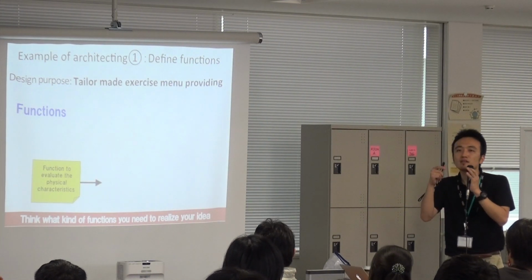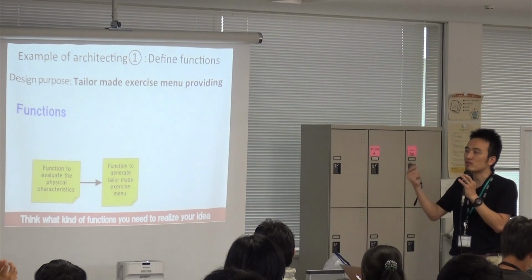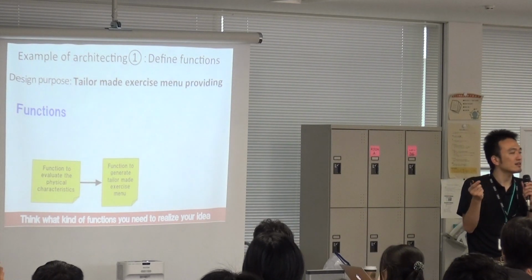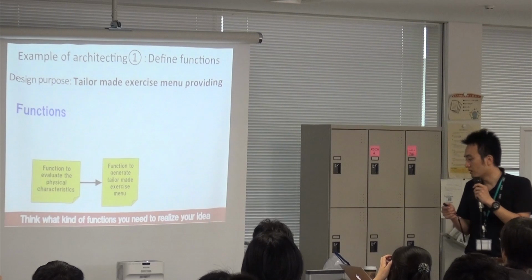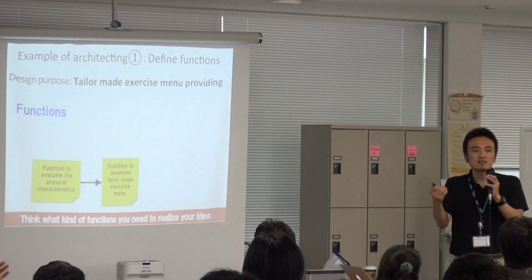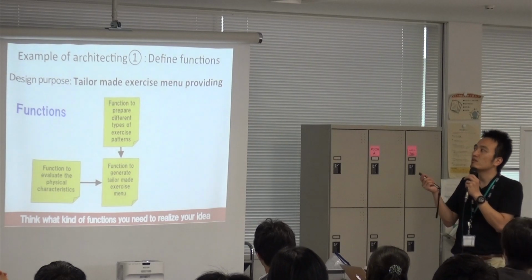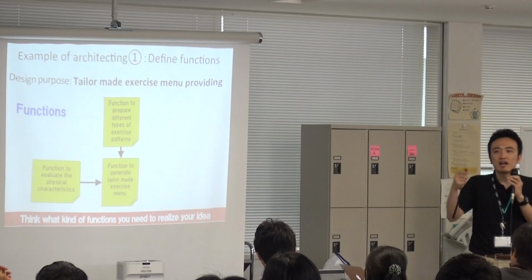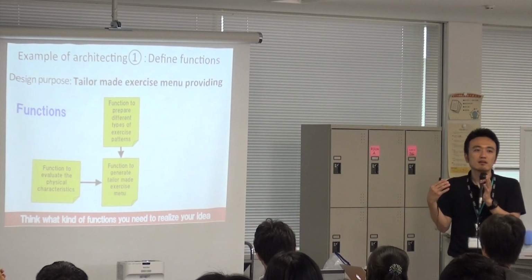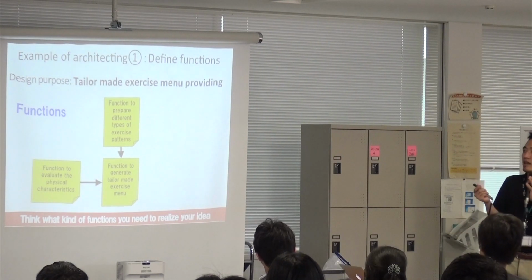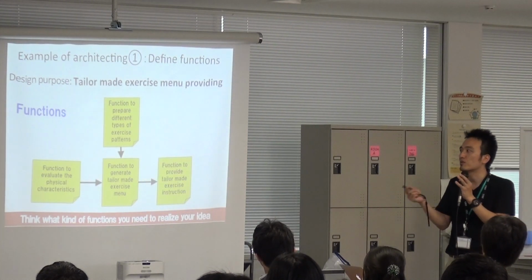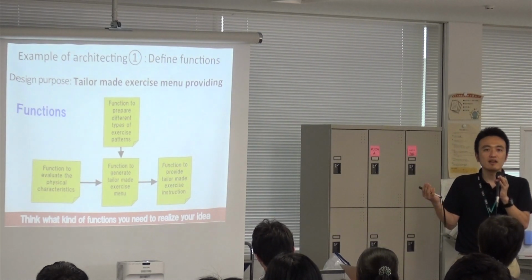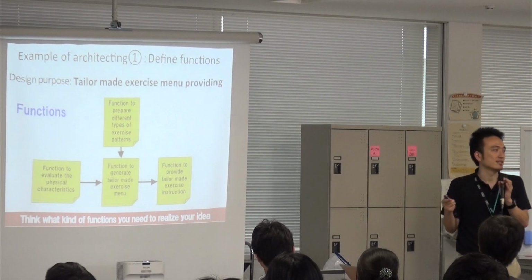And you go, okay, when this is done, the second function should be a function to generate a tailor-made exercise menu, probably. Yeah, I agree. But to do so, maybe it's better, following your discussions, to have a function to prepare different types of exercise patterns so that I can use that as a building block for my exercise menu, right? Oh, okay, yeah, I agree. And then now maybe I can go to a function to provide tailor-made exercise instruction. How about that? Now you have your functions designed.